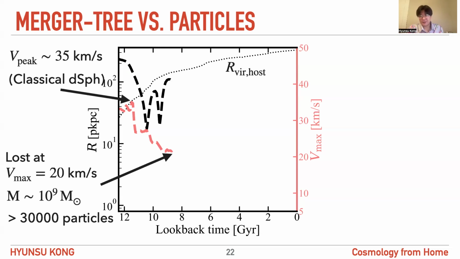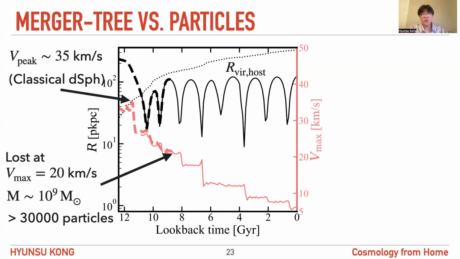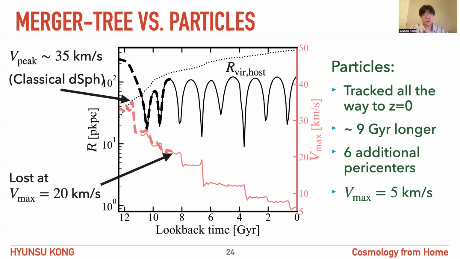We then must ask, is it actually disrupted, or is it just lost by Consistent Trees? And we can answer that by tracking the same subhalo with its particles from the infall snapshot. When we do that, we see that this subhalo actually survives 9 gigayears longer than it does in Consistent Trees, all the way down to redshift 0, completing 6 additional pericentric passages before becoming a subhalo with Vmax of around 5 kilometers per second.